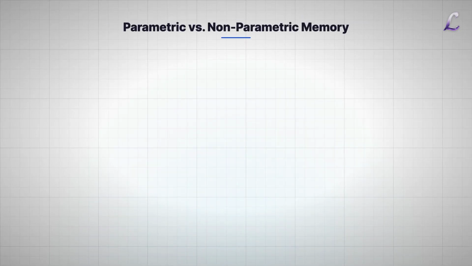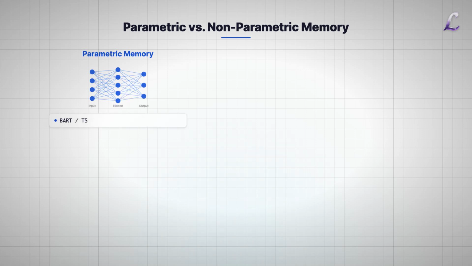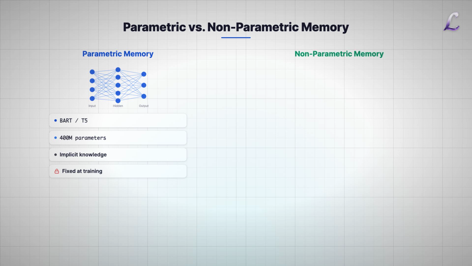To understand RAG, you first need to understand the distinction between parametric and non-parametric memory. Parametric memory is knowledge encoded in a model's weights during training. Think of BART or T5. They compress the entire training corpus into fixed-size parameter tensors. This is powerful for generalization, but the knowledge is implicit, entangled across billions of parameters, and fundamentally static.